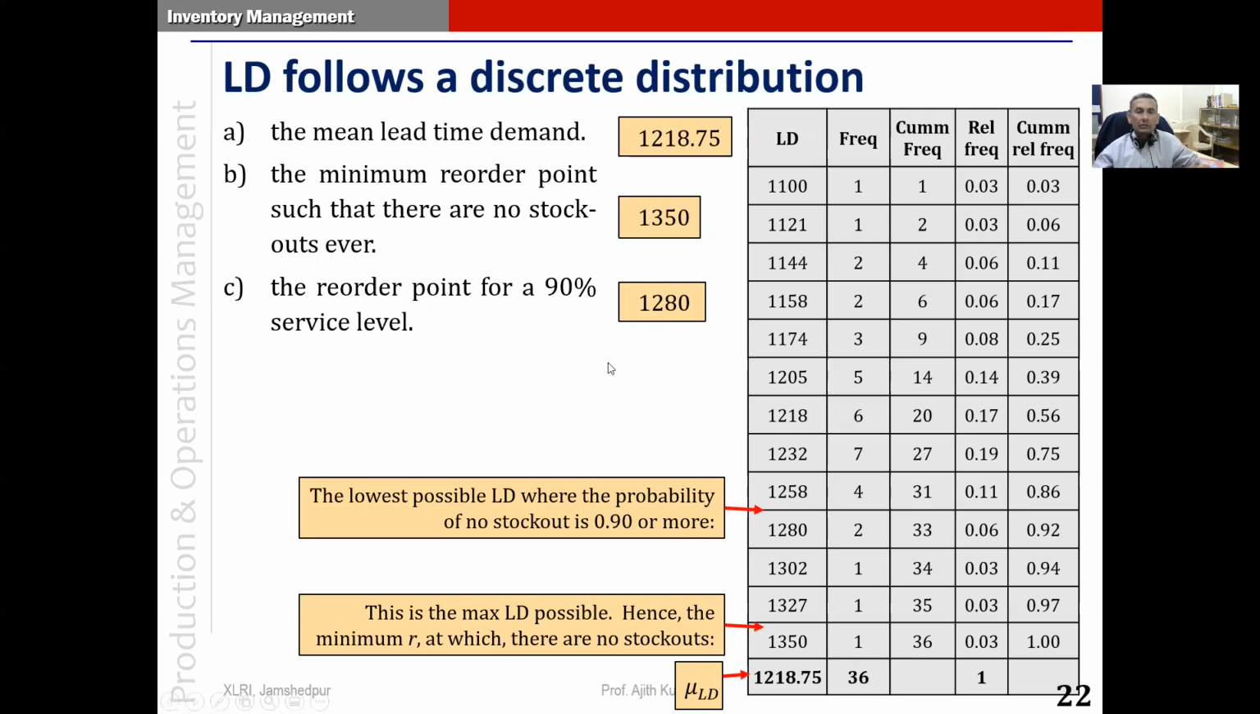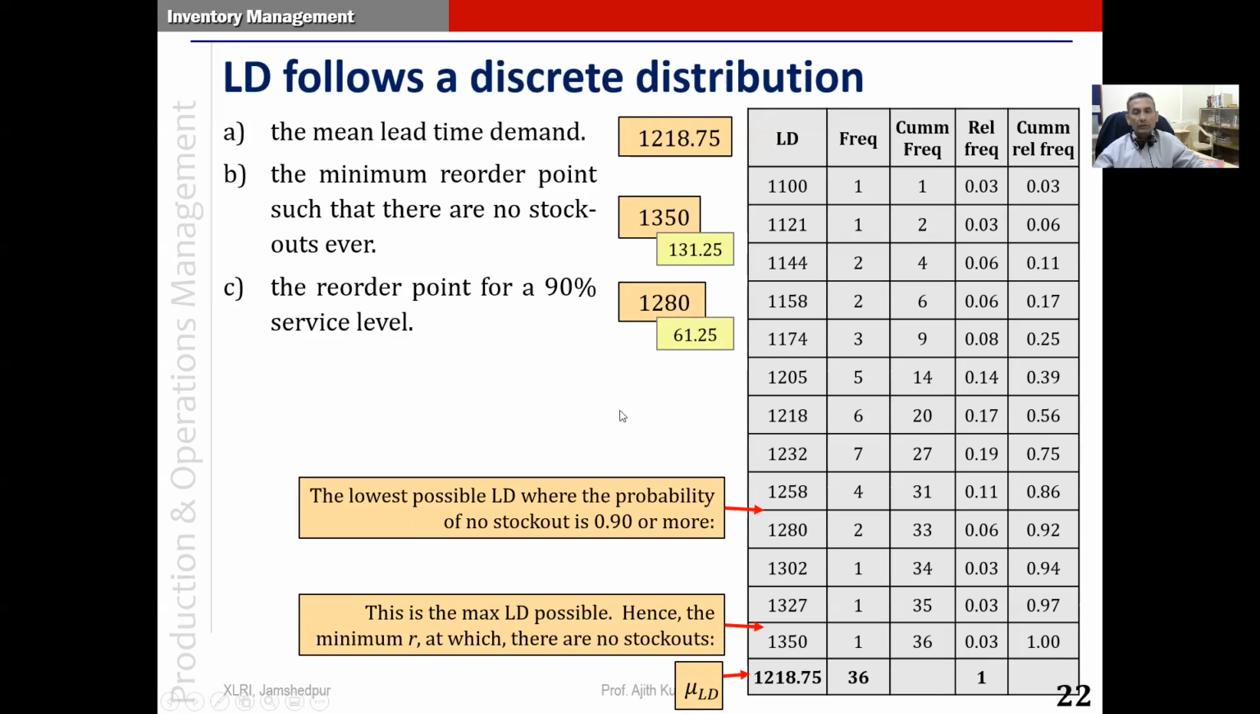Good. Now, let's also ask the question, what would the safety stock be if our reorder point was 1,350? The answer is simple. The safety stock is merely the reorder point minus the mean lead time demand when the reorder point is greater than the mean lead time demand. So this safety stock turns out to be 131.25. And likewise, if the reorder point was 1280, then the safety stock would be 61.25.